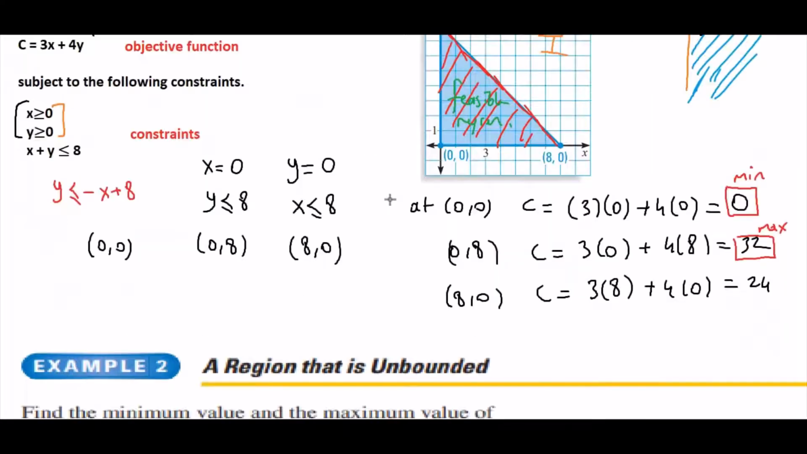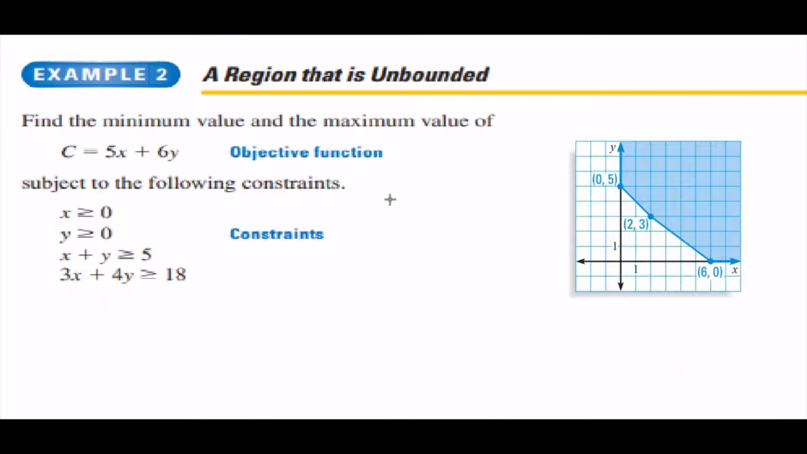Let's see example 2. In example 2, we were given 5x plus 6y as our objective function, and we were given 4 constraints. x is greater than or equal to 0, y is greater than or equal to 0, x plus y is greater than or equal to 5, 3x plus 4y is greater than or equal to 18.